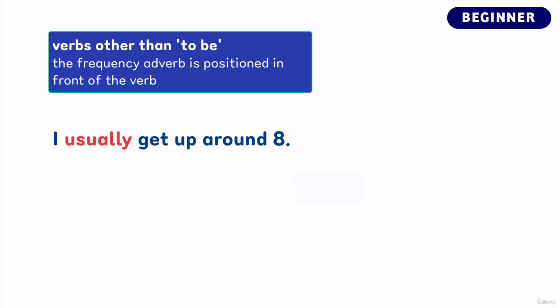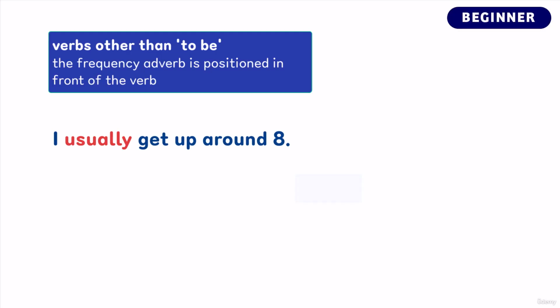This sentence describes how I get up around 8 on most days. And as you can see, usually is in front of the verb get. And frequency adverbs are positioned in front of all verbs other than the verb to be.